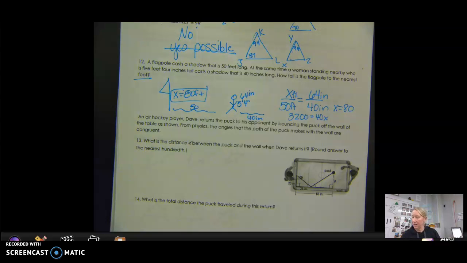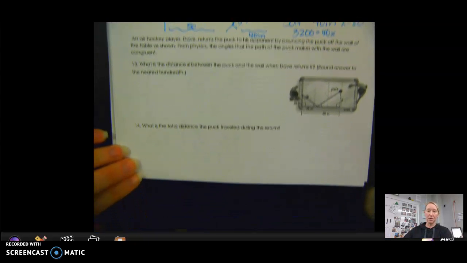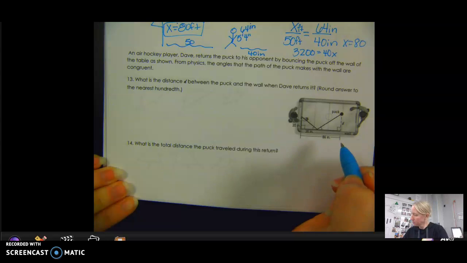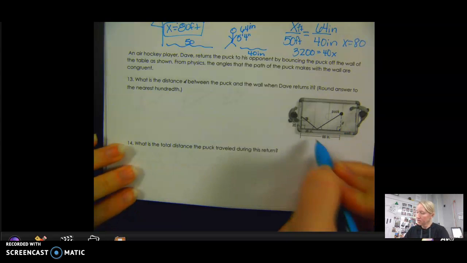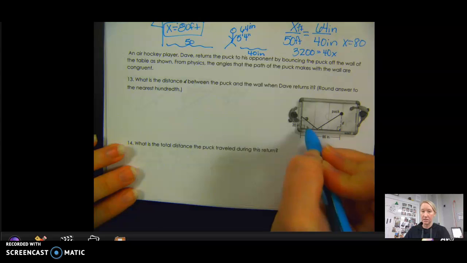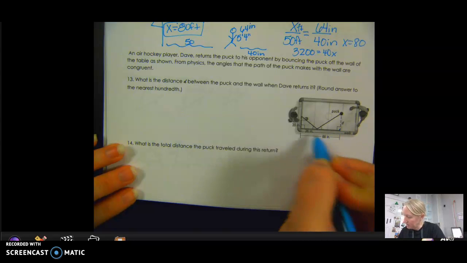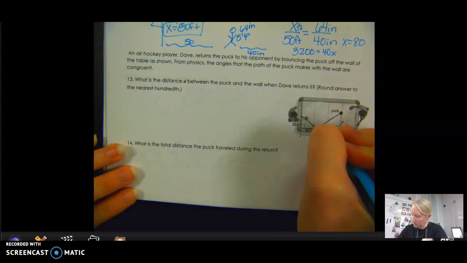An air hockey player, Dave, returns the puck to his opponent by bouncing the puck off the wall of the table as shown. From physics, the angles the path of the puck makes with the wall are congruent. What is the distance d between the puck and the wall when Dave returns it? So if you notice, we have two similar triangles. This is 26, this is 20. This we don't know, we have to find, but we can find from here to here because we do 66 minus 26, which gives us 40.